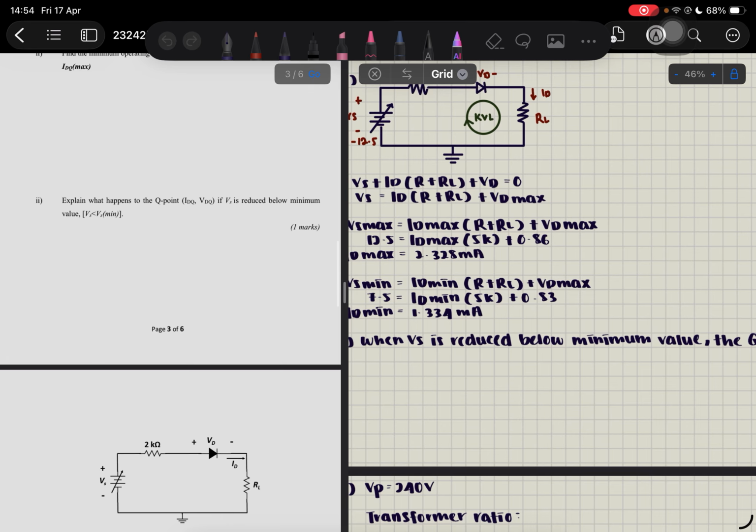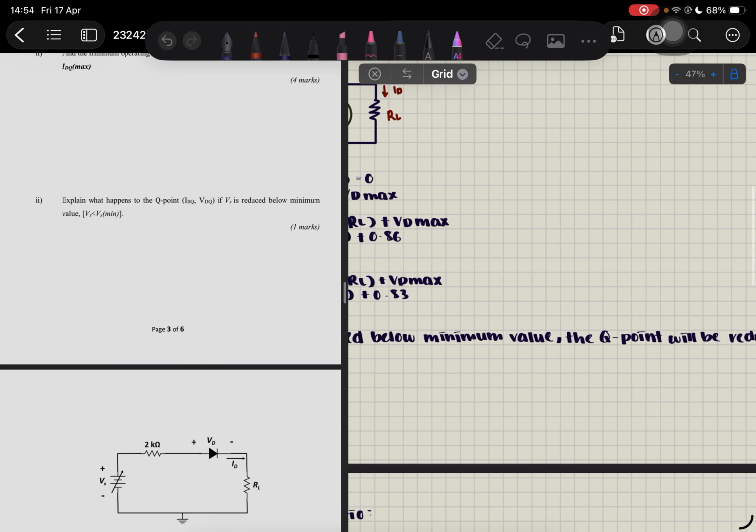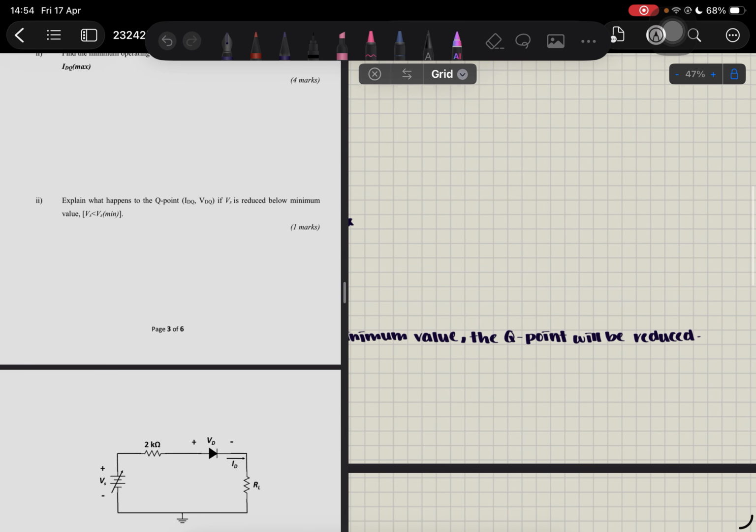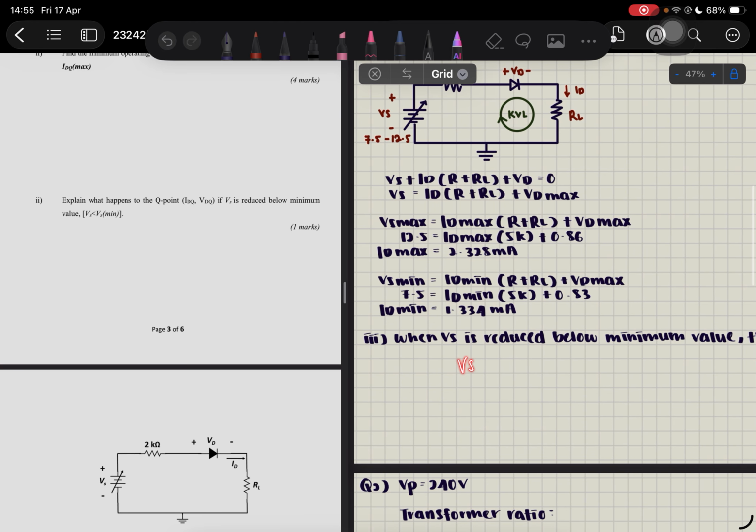Now the third question, explain what happened to the Q point if VS is reduced. So when VS is reduced below the minimum value, the Q point will be reduced too, because when VS is reduced, the current will be reduced too, because V equals IR. So the Q point will be reduced too.